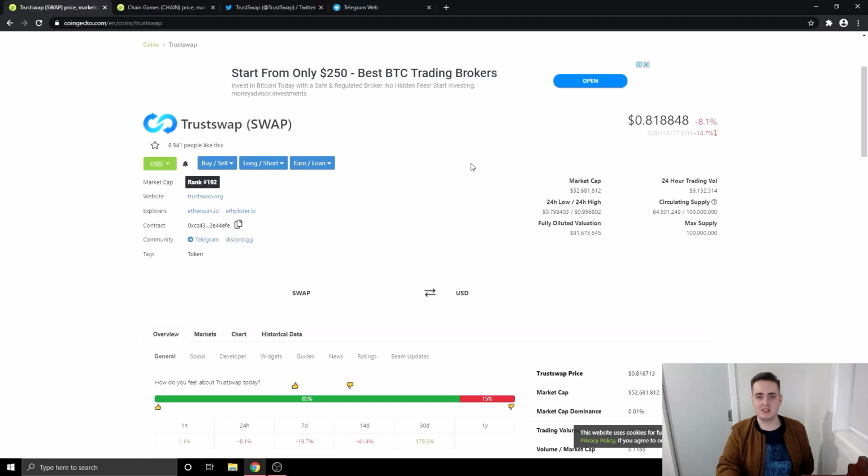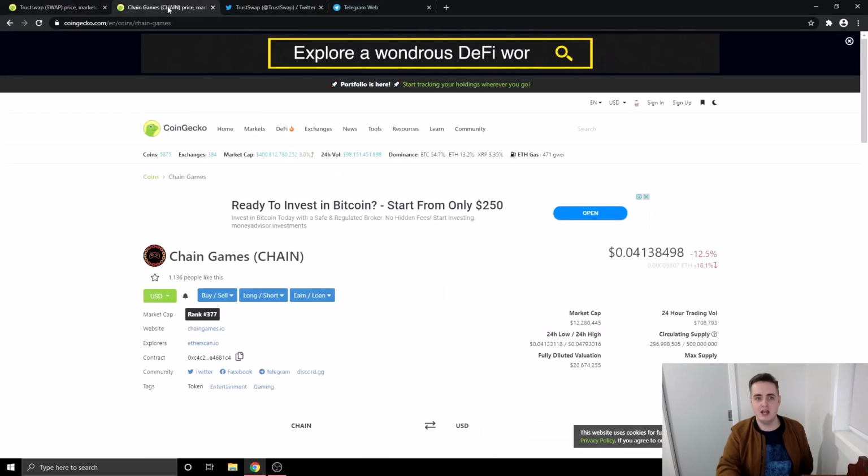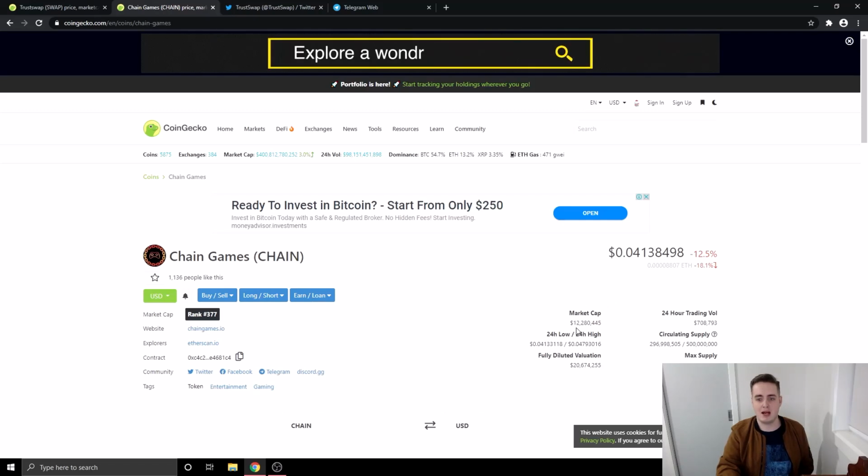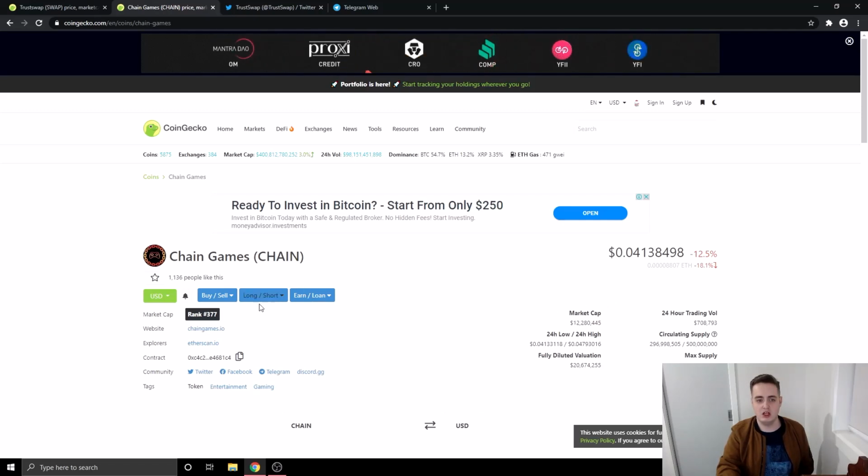TrustSwap is currently at 81 cents. The 24-hour trading volume is 6.1 million. We've got the market cap of 52.6 million, and the rank right now over on CoinGecko is 192nd. And Chain Games is around the 4 cent mark. 24-hour trading volume is fairly low, but on their tech and marketing roadmap, which we're going to take a look at, they have said that they want to get listed on big exchanges in the short to medium term future. Then the market cap is 12.2 million, ranked number 377th over on CoinGecko.